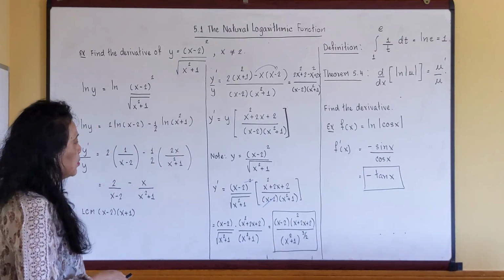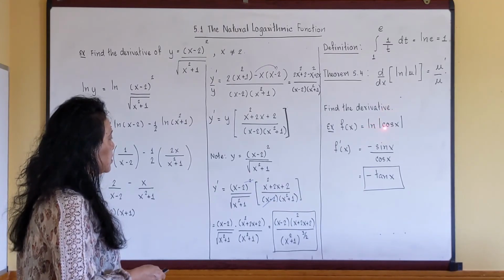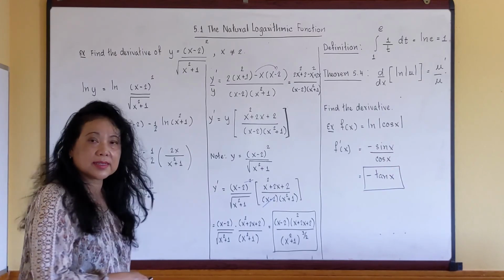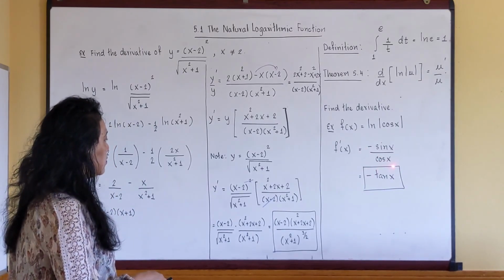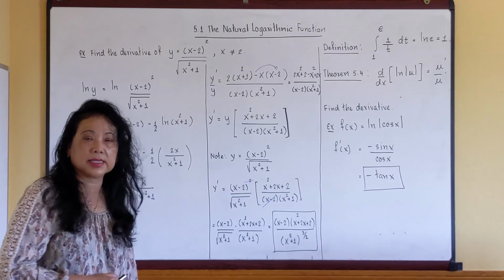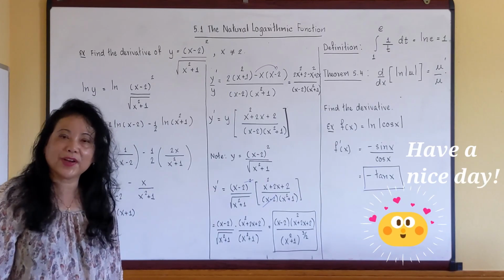Let's look at this example. f of x is equal to ln of the absolute value of cosine of x. So my u is cosine of x. The derivative of cosine of x is negative sine x. So sine over cosine is tangent, so the derivative is negative tangent of x. Alright, we finished 5.1.